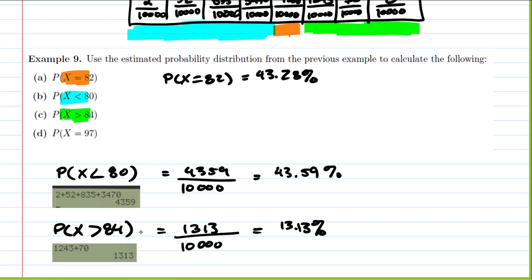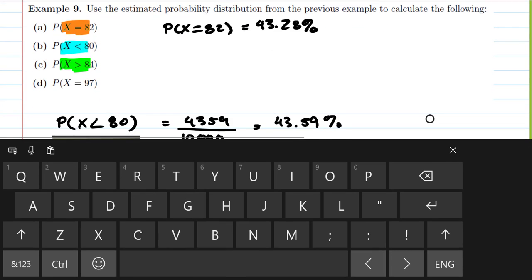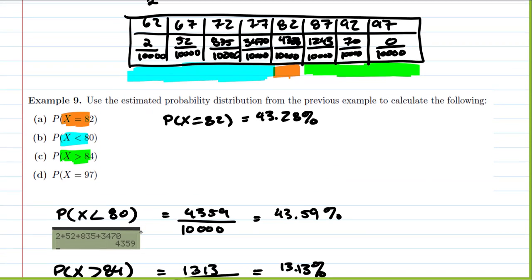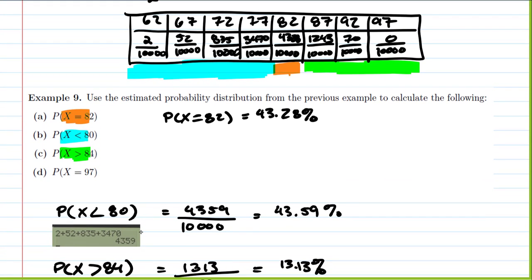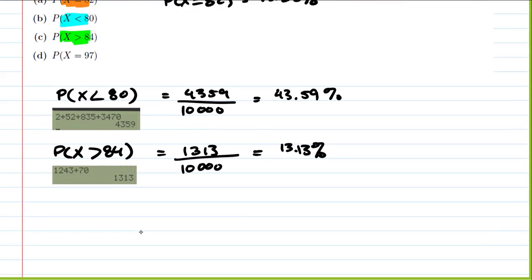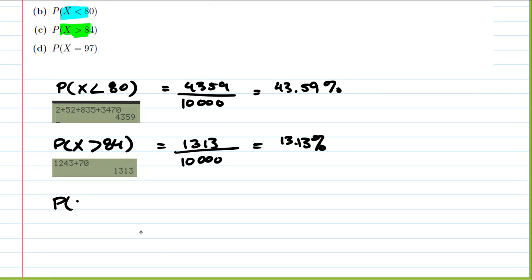So, all right, what is our last one? Well, what's the probability, or our estimated probability, that x equals 97? 0. Yeah, 0. That never came up in our experiment. So the estimated probability that x is equal to 97 is equal to 0.